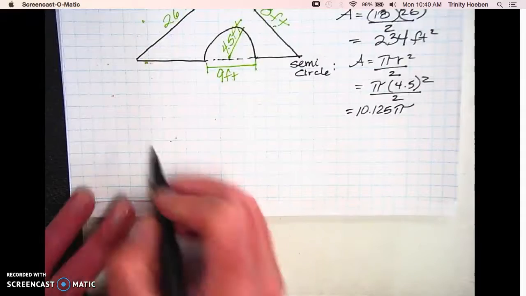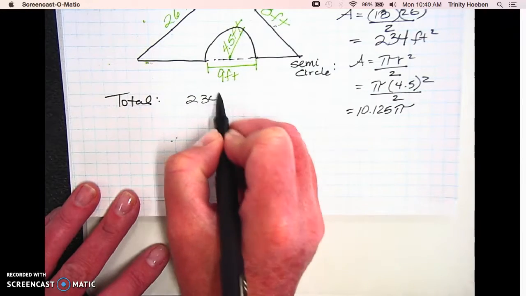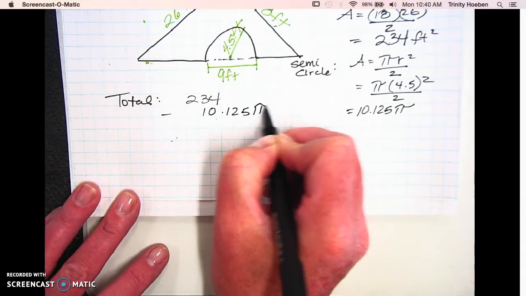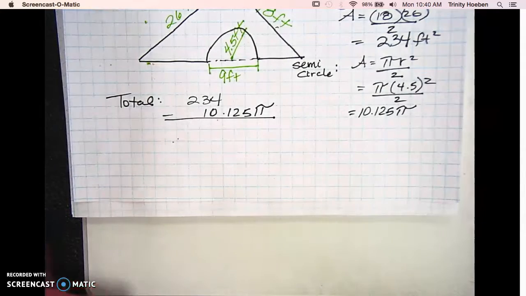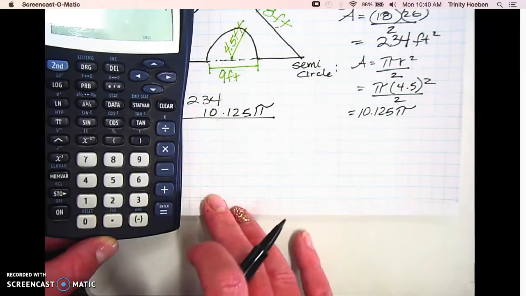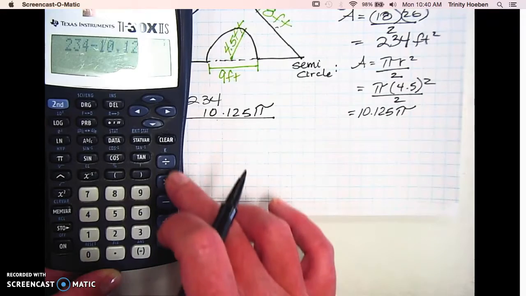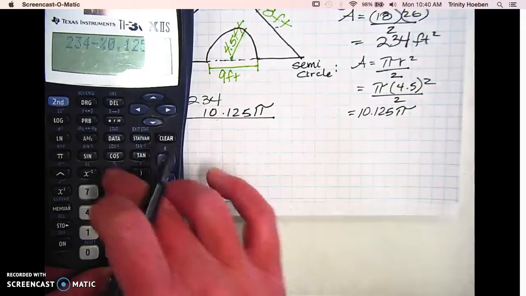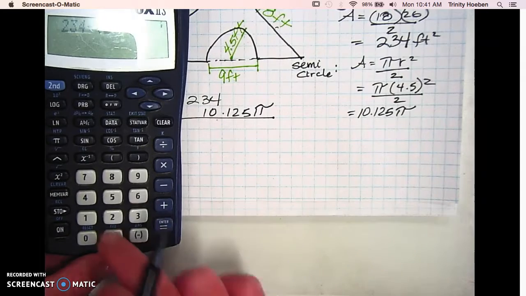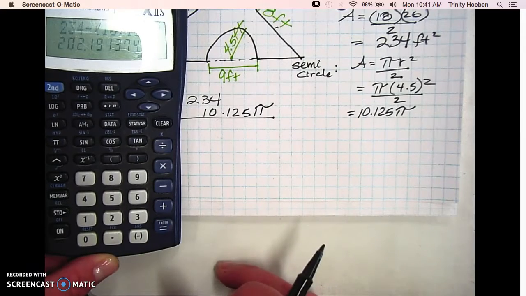All right. So when we go to get the total, instead of adding, we're going to subtract this time. So we're going to start with the 234 from the triangle, and we're going to subtract the 10.125 pi for the semicircle. Looks super complicated, and if you were doing it in your head, it would be a pain, but do it on your calculator. So you're going to go 234 minus the 10.125. I should put that in parentheses. Let me clear it. So we're going to do 234 minus the 10.125 times pi. Hit the equal sign.